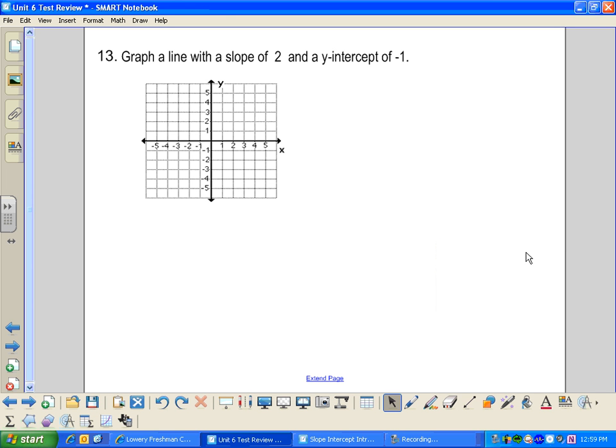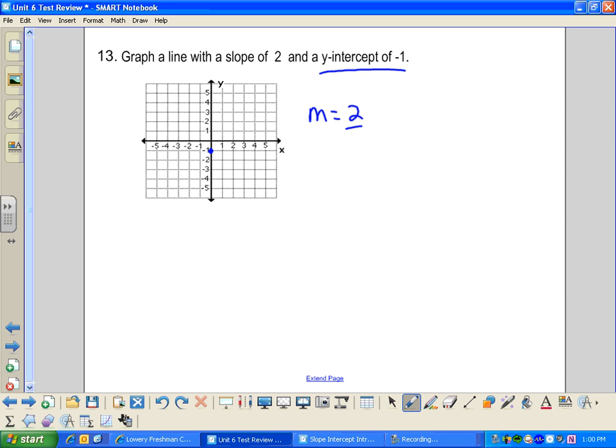Graph a line with a slope of 2 and a y-intercept of -1. Well, that tells me that my y-intercept is -1. That's going to be on the y-axis. So here's -1. My slope is 2.